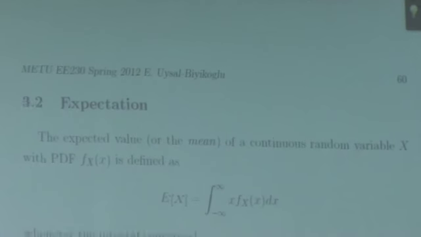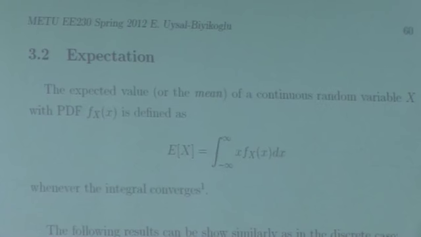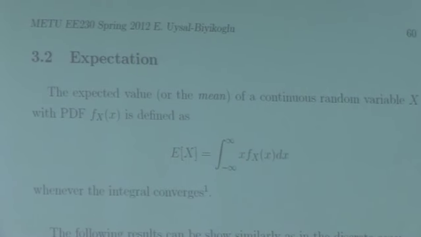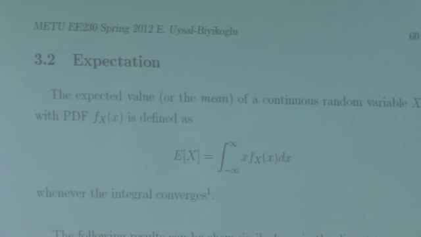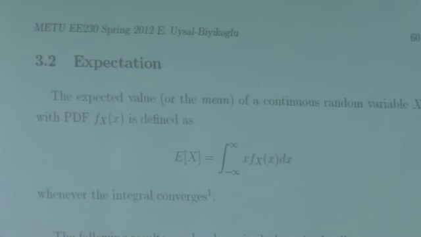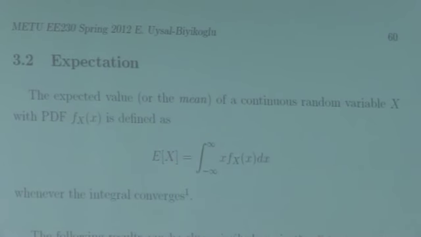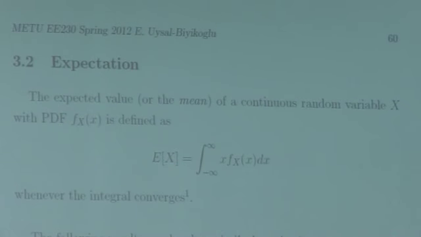Now, the first thing is there's nothing to show here. Just like in the discrete case, E[X], the expected value of X, is the center of gravity of the PDF. Remember, the expectation was the center of gravity of the PMF in the discrete case. Here, again, it's the center of gravity of the PDF.